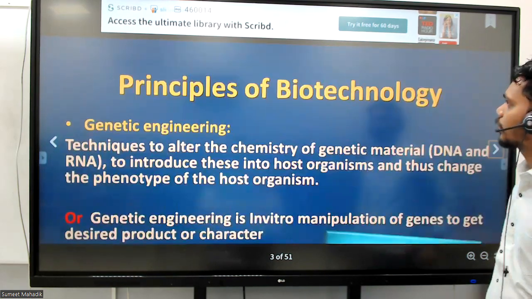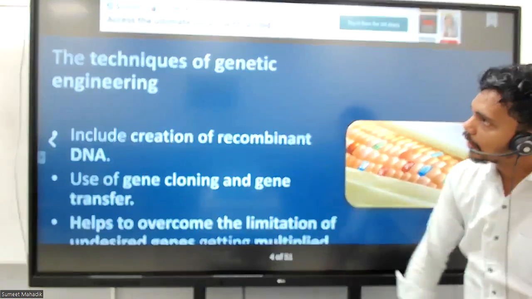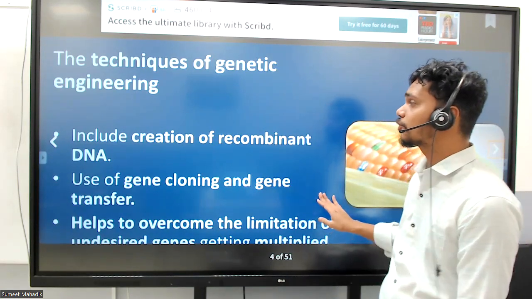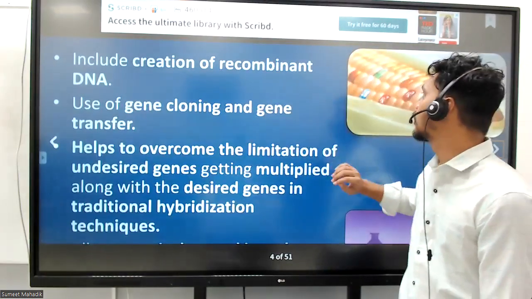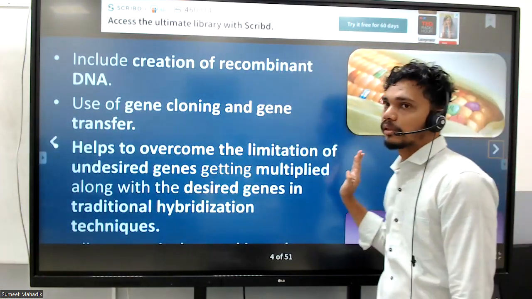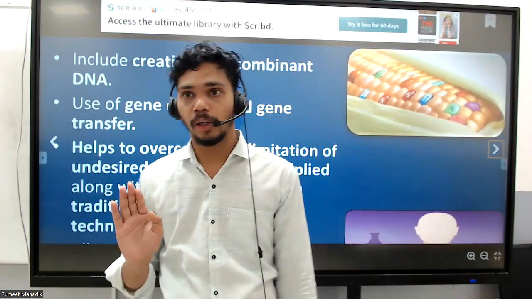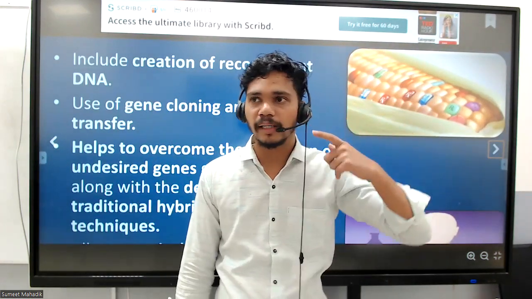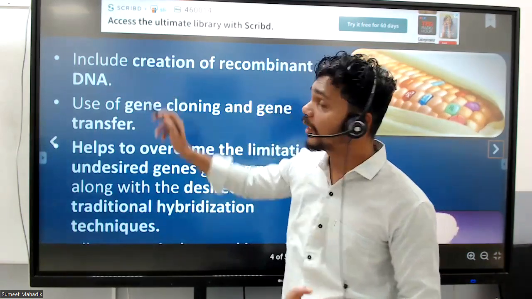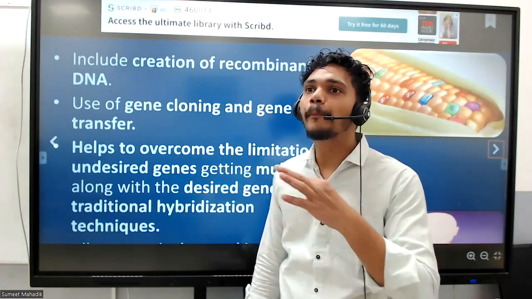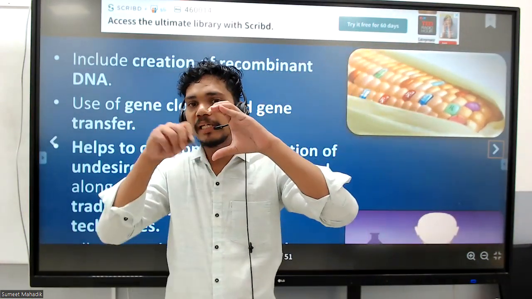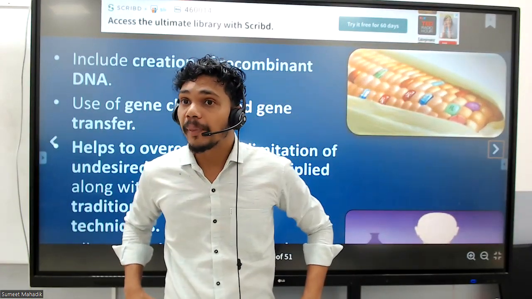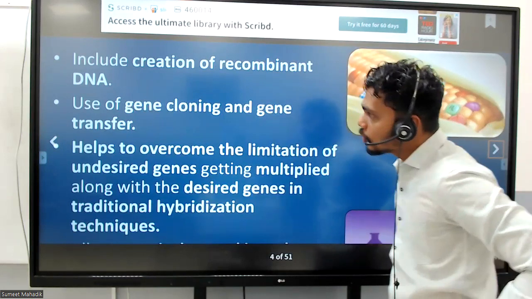Let's go further. Now the techniques of genetic engineering first include the creation of the recombinant DNA. What is the recombinant DNA? Can you see here? Just a picture, but it tells you a lot. Like corn is there, you can change the color of the corn. So we use rDNA, recombinant. Obviously you are breaking one combination and giving another combination, so that is recombinant DNA technology.